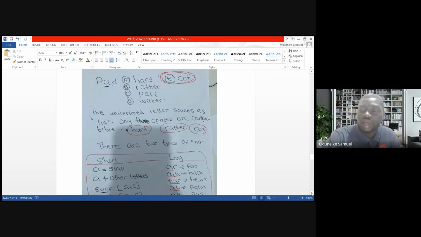Then the last one, pad. If you look at this part now, and you sound all the options, add, rather. But if you look at C, the underlying letter sounds as ah. Only three options are compatible. Only three sound like ah. Add, rather, cat.